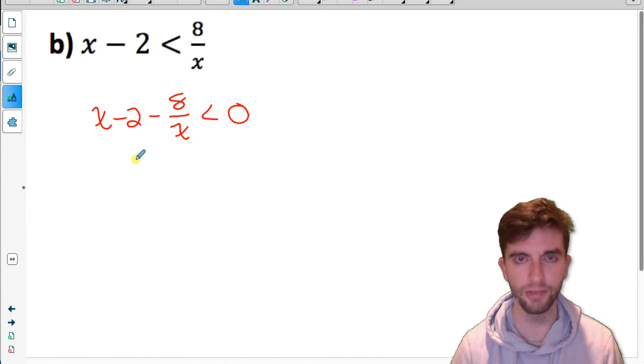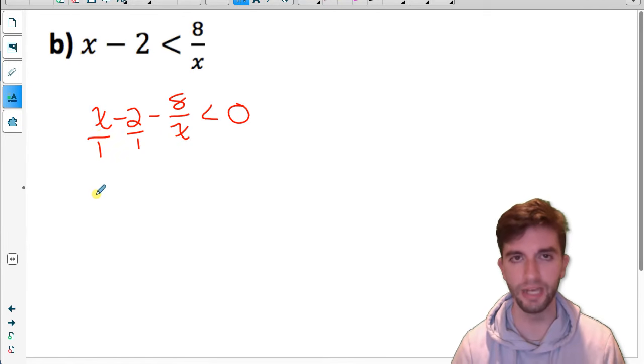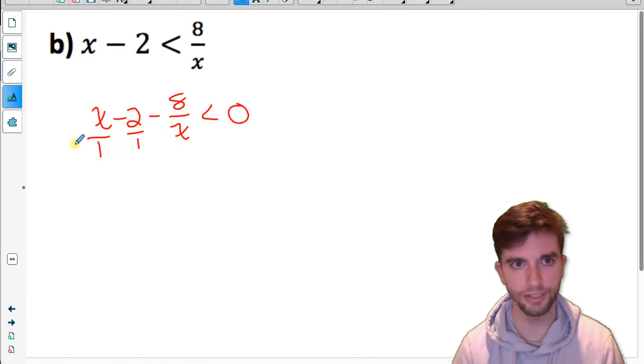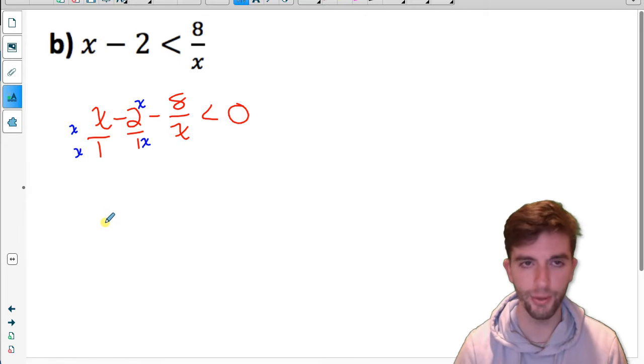So I need a common denominator. So right now, these 2 terms are both over 1. So a common denominator between these 3 terms would be x. So I would have to multiply top and bottom of this one by x, and top and bottom of this one by x. And then they would all have that same common denominator of x.